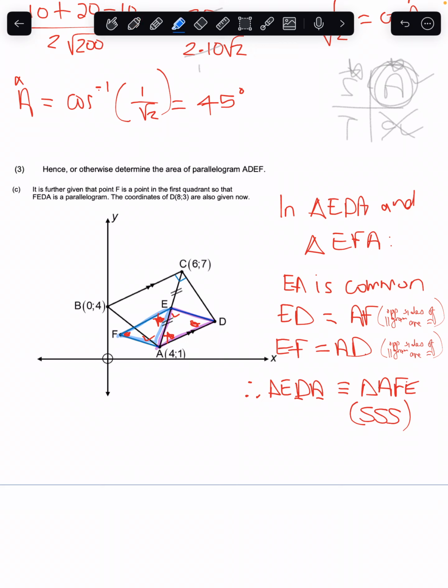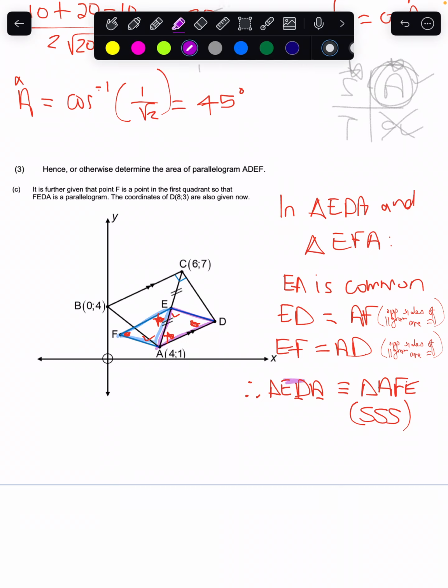Okay, and then we can just sanity check. That means side ED should be equal to side AF, right? And ED is equal to AF, good. And then side DA should be equal to side FE. DA is equal to FE, yes. Lastly, EA should be equal to EA, yes. That's the common side. Okay, cool. So we've proven that they're congruent, which means we just have to find the area of one of them.